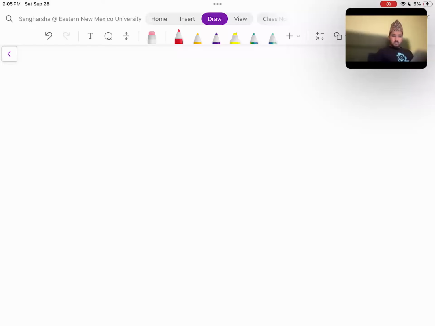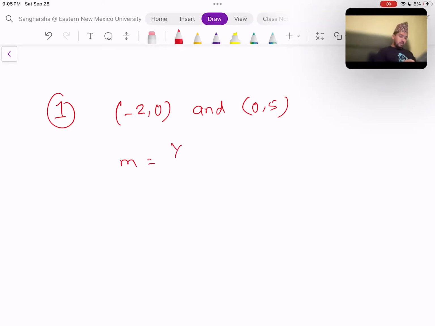So let me start with number one, section 2.1. In number one, we are given a pair of points and we are asked to find the slope of the line passing through the points. Okay, so we have (-2, 0) and (0, 5). So this is a pair of points and we are asked to find the slope. And we know how to find the slope. Our slope m is given by y2 minus y1 divided by x2 minus x1.